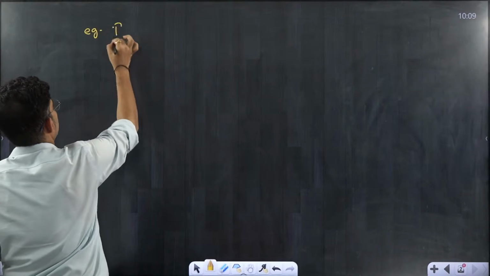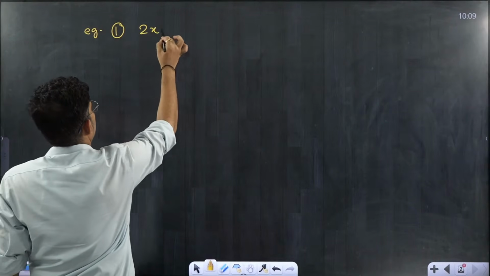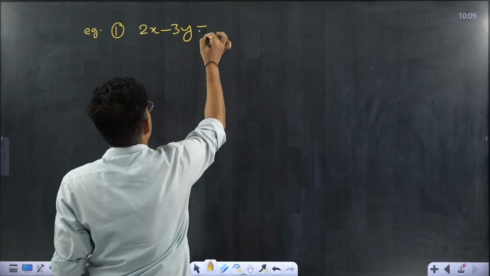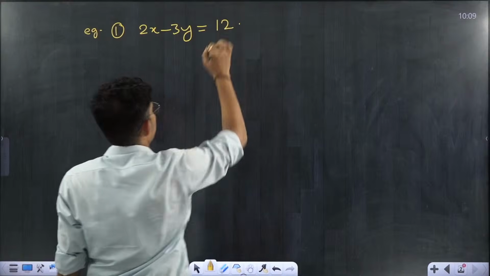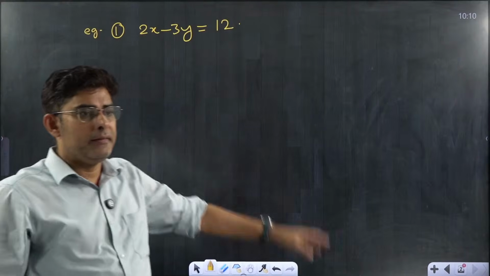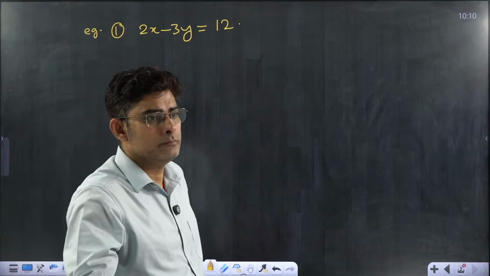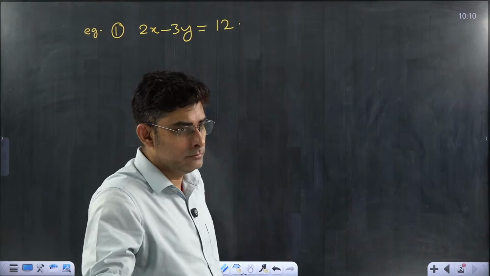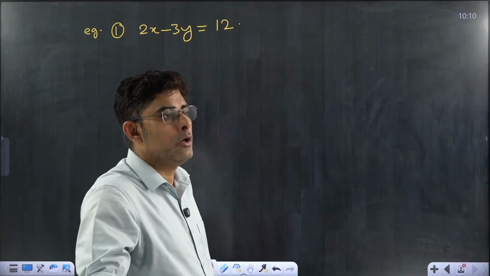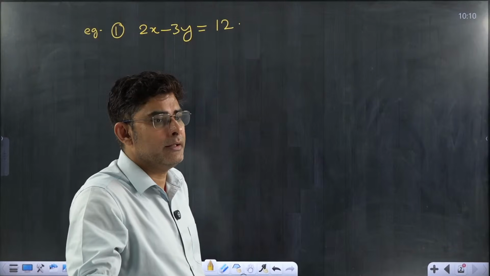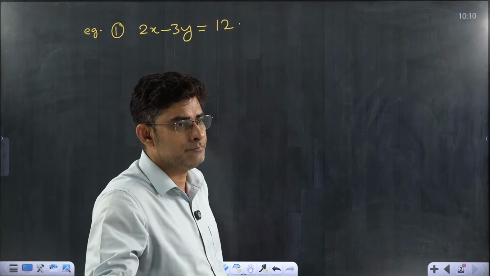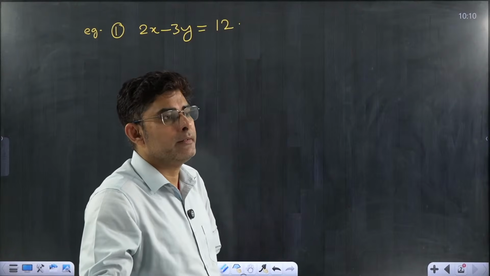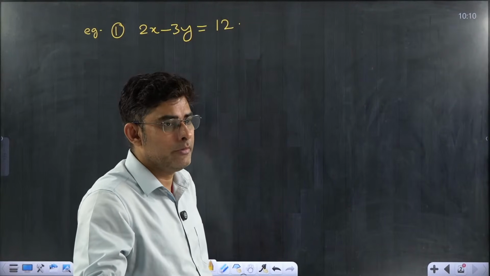For example, suppose I have to draw a line. They have given the equation 2x minus 3y is equals to 12. Now if we see this, 2x minus 3y is equals to 12 is a straight line equation.